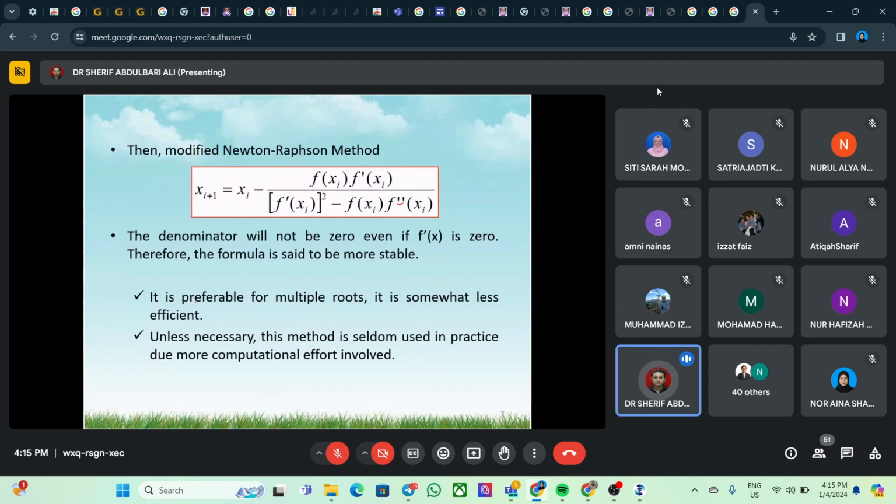But actually, it is not preferable to use it for multiple roots because it is somehow less efficient, and it is seldom used in practice because more computational effort is involved.